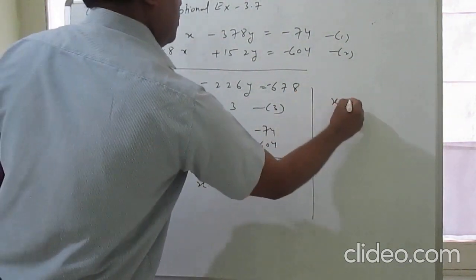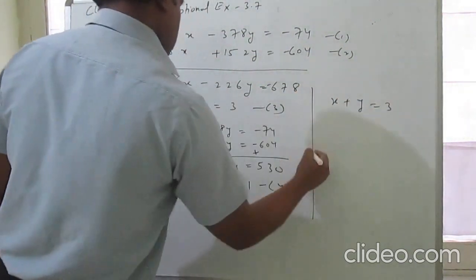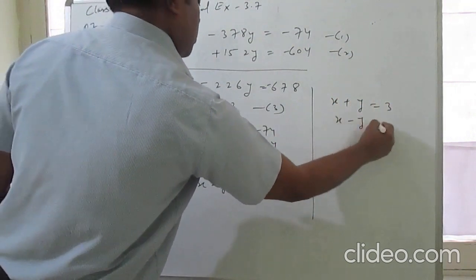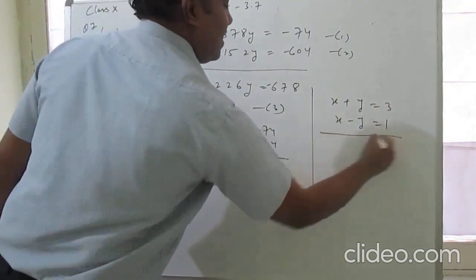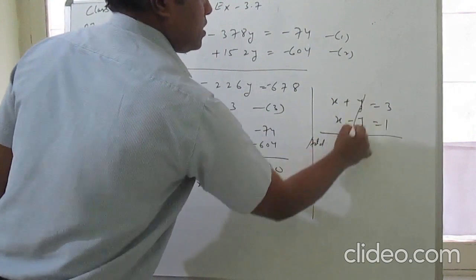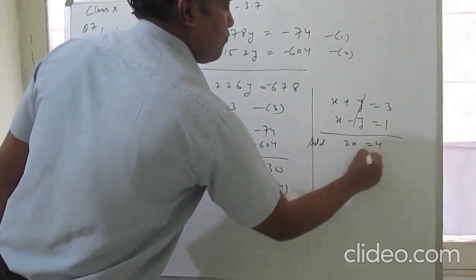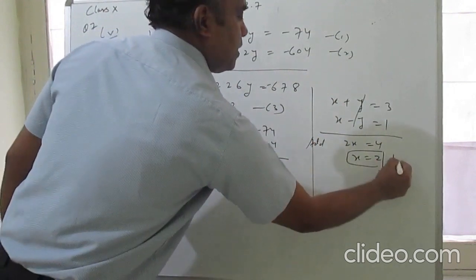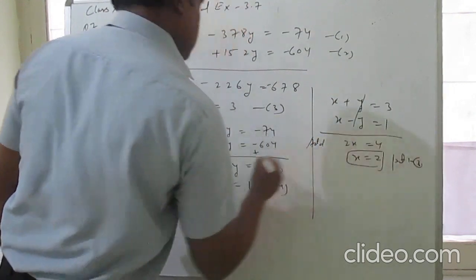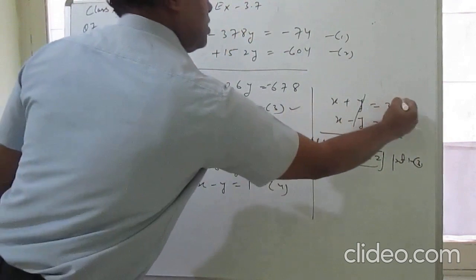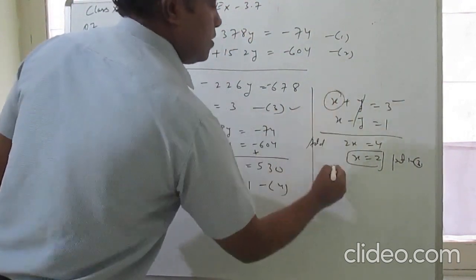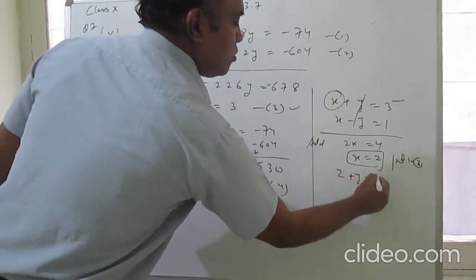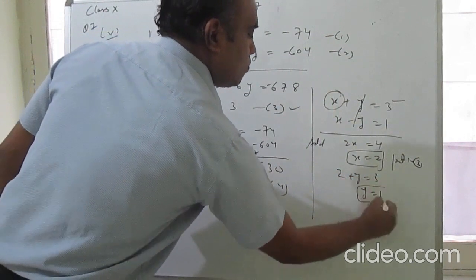So you write the third equation, x plus y is equal to 3, x minus y is equal to 1. Now add it. This is cancelled. 2x is equal to 4, x is equal to 2. Put x in 3: 2 plus y is equal to 3, y is equal to 1. This is the solution.